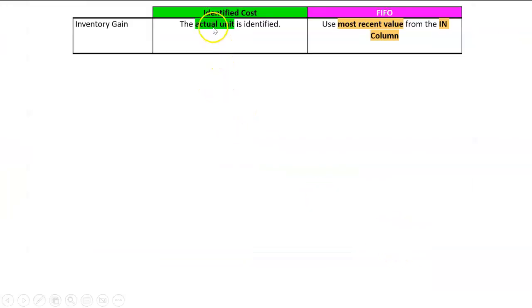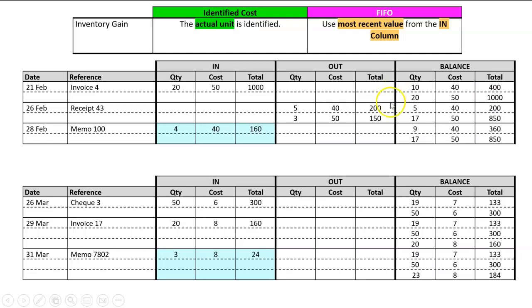Inventory gains. With identified cost, we identify the actual unit, whereas FIFO uses the most recent value from the in column. So let's look at this inventory card at the top. Here, we've got an inventory gain. Is this identified cost or is it FIFO? We've got the date, we've got a memo, it's in the in column, definitely an inventory gain.